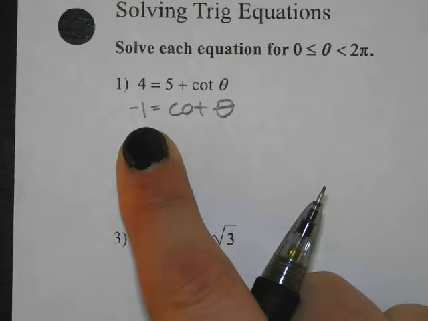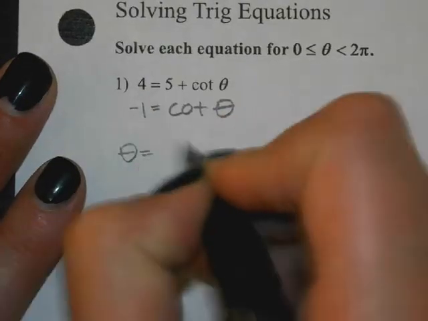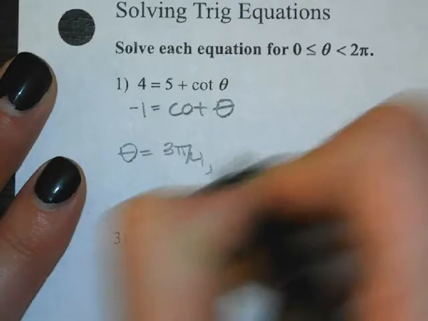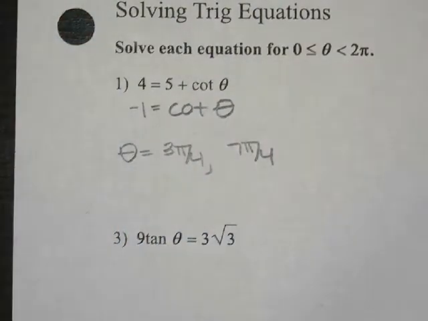So where do you guys see it? Everyone should be looking at their unit circle. 3 pi fourths is one of them. There's another one. 7 pi fourths. Okay? So the two answers for this problem are 3 pi fourths and 7 pi fourths. And that's because those are the two places on the unit circle where the x divided by y is -1.